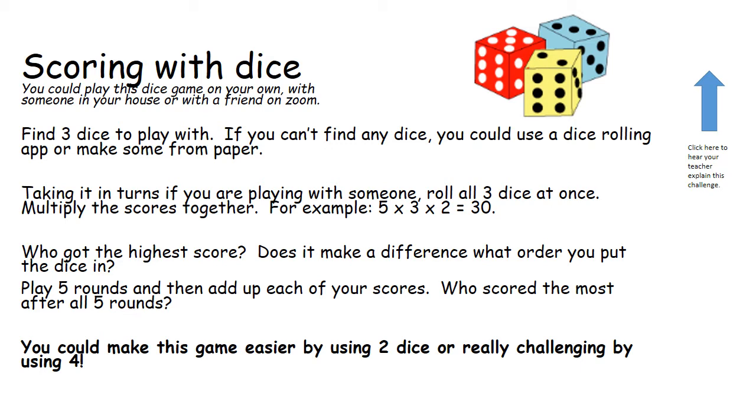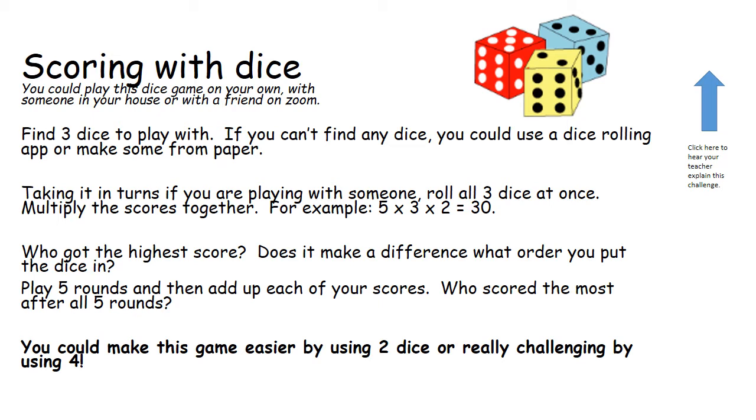So in this game, if you're with someone else, you're going to take it in turns to play, and you're going to roll all 3 dice at once, and then you're going to multiply the scores together. So for example, if you rolled a 5, a 3 and a 2, you're going to multiply 5 by 3 to get 15, and then multiply that number by 2 to get 30, and 30 would be your score.